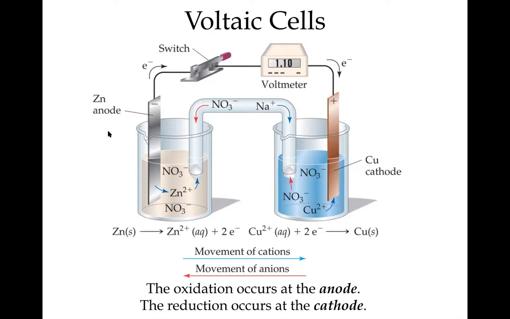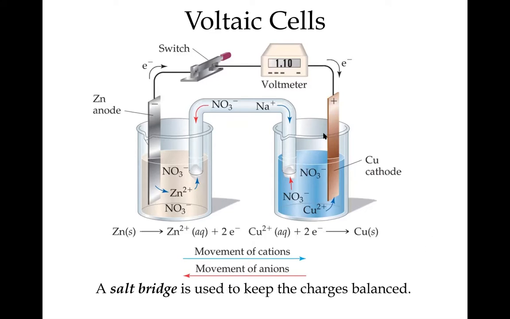Oxidation occurs at the anode, reduction occurs at the cathode. Remember what we talked about in that first voltaic cell when they were together: we said that the zinc was oxidized and the copper was reduced. So zinc is the anode, and that's where the electrons are going to start. They're going to flow from the anode and make it over here to the cathode. Okay, salt bridge, I mentioned that.